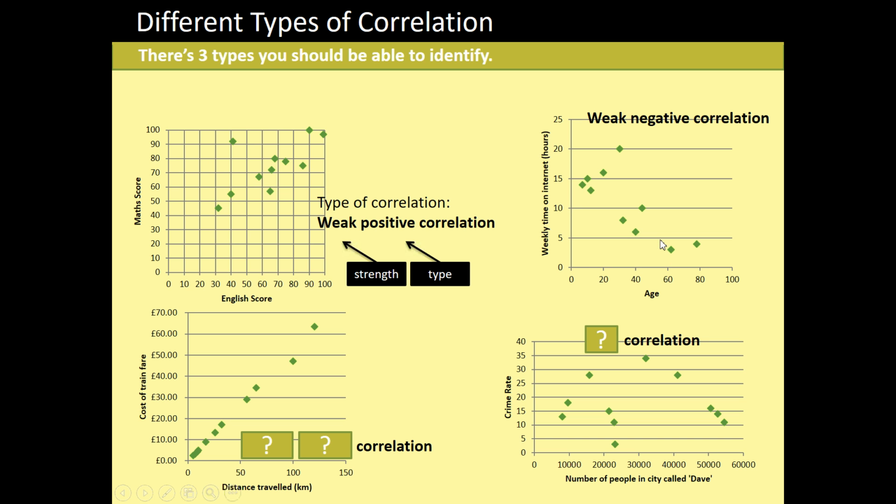As one value goes up, the other goes down. The points are going down as you go from left to right. And it's weak because they're still quite spread out.